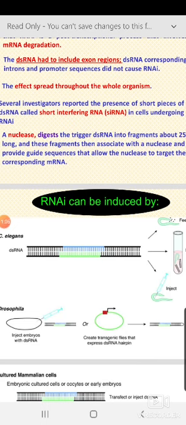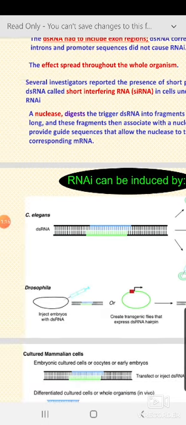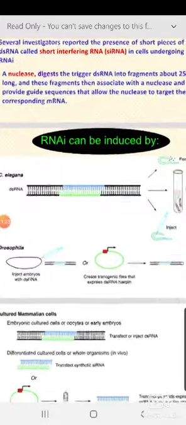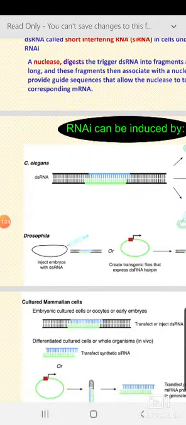As it is a double strand, one strand is definitely complementary to the mRNA because I have designed it that way. So it will go and bind, and with the help of another nuclease, it will degrade the mRNA. So this is a glimpse of the mechanism. Let us see. RNA interference can be induced in many ways.